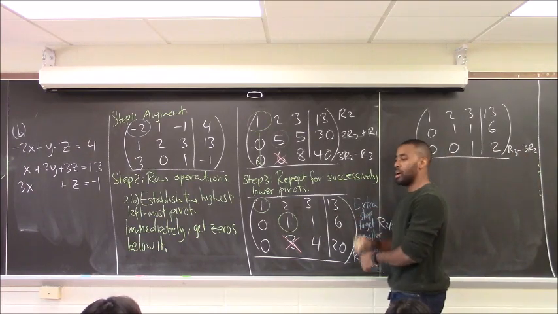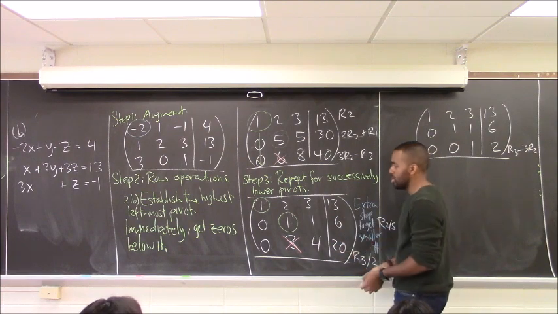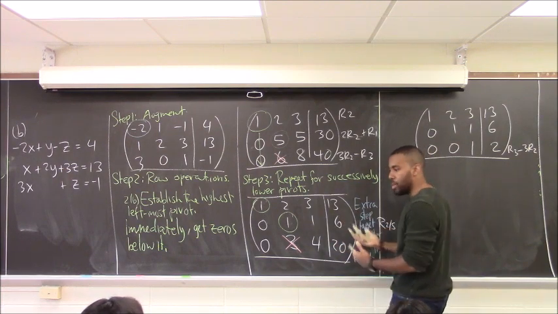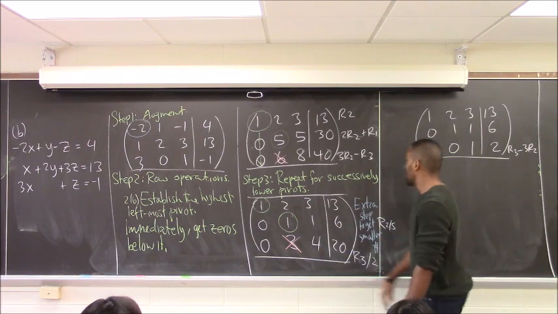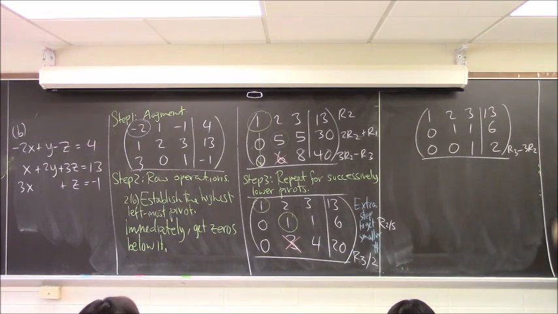So 2 and 3, I'm going to figure out what is a legal way to use these 2 to get a 0 in that position. And that's when you start to think, well, you know, swapping is not going to help, multiplying by a non-zero number is not going to help, type 3 is going to help, multiply this by 3, subtract that. And so now we're in this situation.